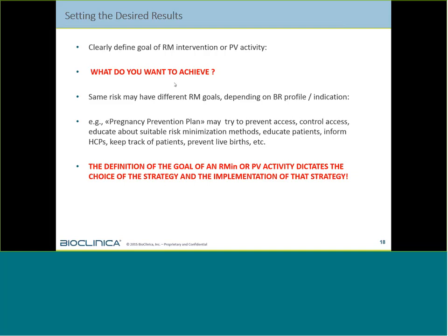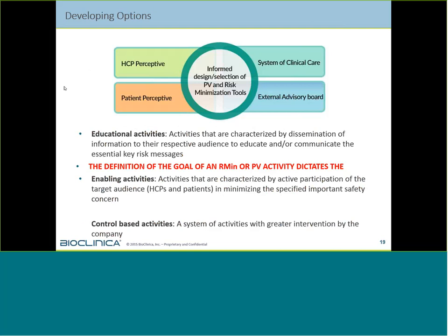Next slide. So here you have a couple of options. For instance, if you want to prevent the use of certain compounds in certain patient groups, or make sure that the product is rightly administered and prescribed. First is educational activity, and those are activities that are characterized by dissemination of information. So you want to educate and you want to communicate, and actually what you also want to do is to change behavior. I'll come to that later.